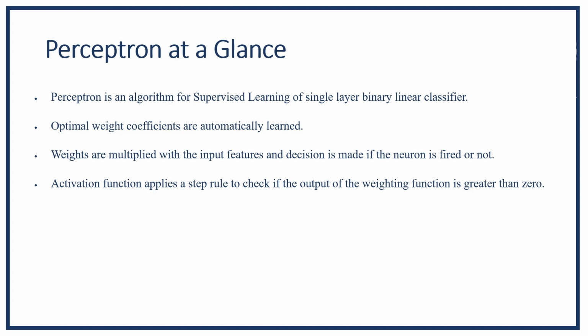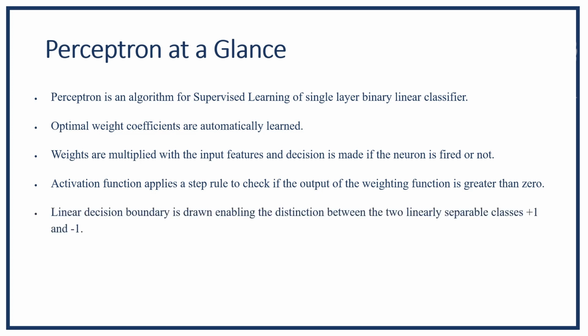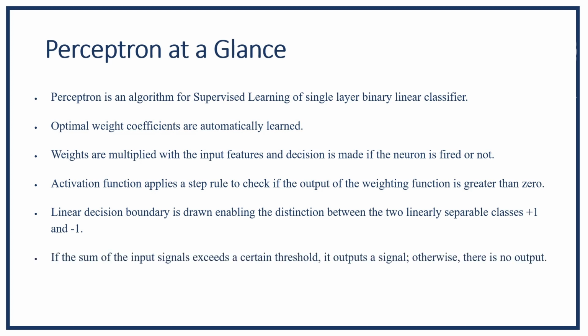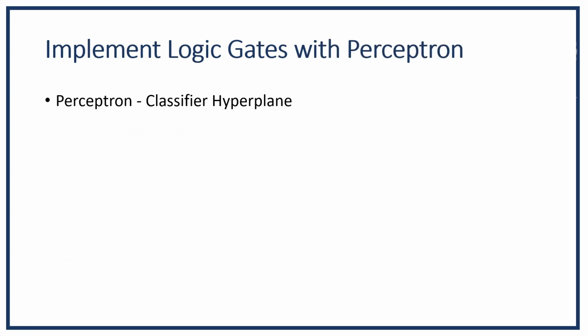A linear decision boundary is drawn, enabling the distinction between the two linearly separable classes plus 1 and minus 1. If the sum of the input signals exceeds a certain threshold, it outputs a signal, otherwise there is no output. Types of activation functions include sine, step, and sigmoid functions, which we will be discussing later on. Now let us look at how we can implement logic gates with the perceptron model.